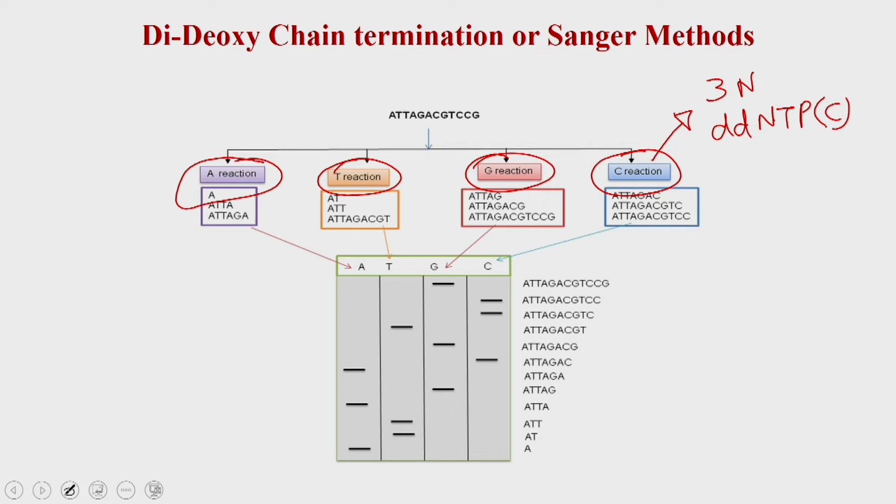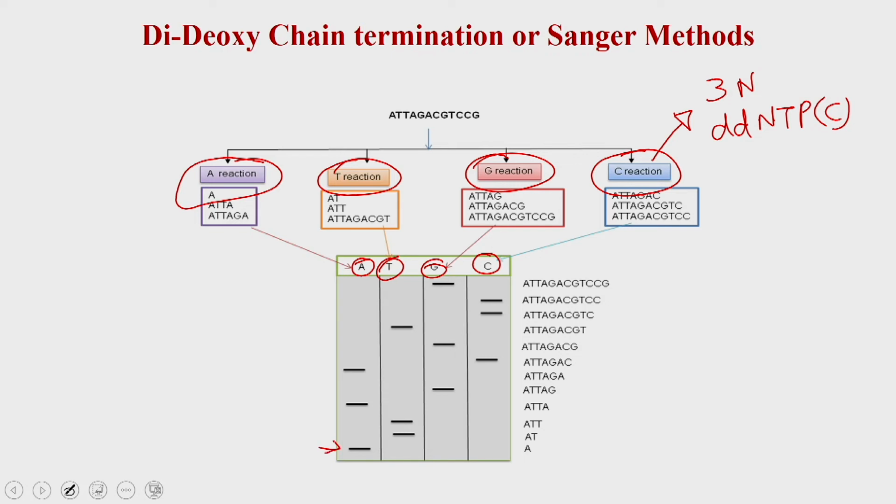So, once you have performed the separations, you are going to get the autoradiogram like this. So, this is the lane for A, this is for T, this is for G, this is for C. Now, what you are supposed to do is read in reverse order, which means you will first go to the lowermost band.